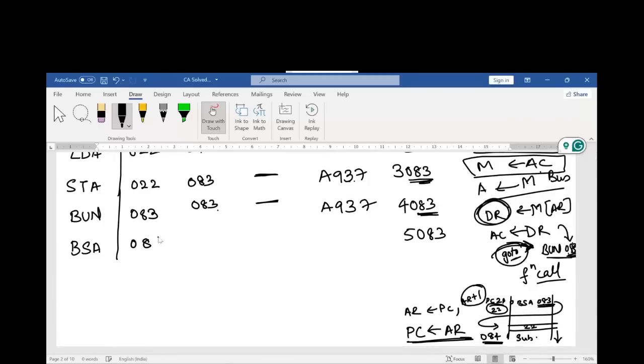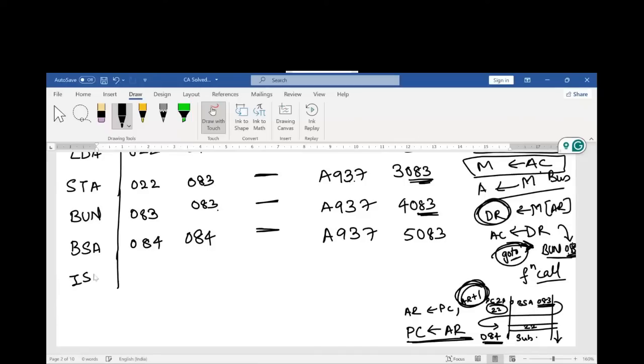So here what will we write? 84. What is the value of AR? AR has also been incremented, so AR is also 84. Are we using DR here? No, we are not using it, so place a dash. Is the value of AC changed? No, it will remain the same as the initial values given. Okay, so this is BSA.